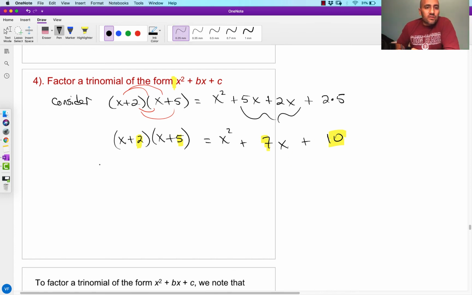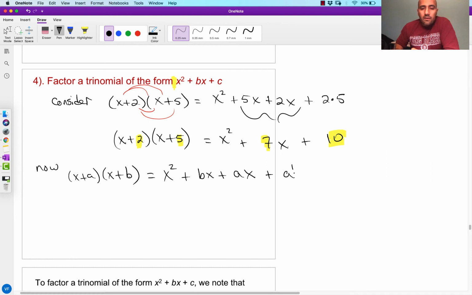Let's do it one more time with just letters. Let's say we have x plus a, and then x plus b. Again, when we FOIL it, we'll end up with x squared plus bx plus ax plus ab. This is the F. This is the outer, the O. This is the I. And then finally our last, L.